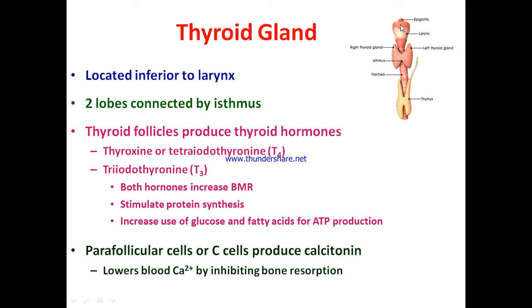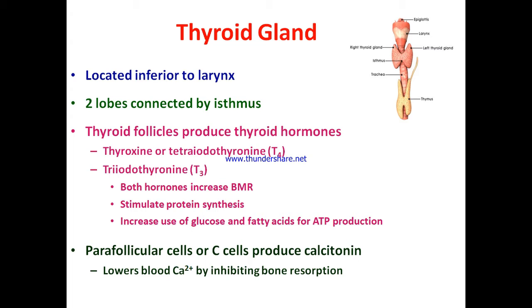Thyroid gland is located below the pharynx. It has two lobes and these two lobes are connected by isthmus. Thyroid follicles inside the thyroid gland produce thyroid hormones. The major thyroid hormones are T4 and T3. Thyroxine or tetraiodothyronine is also known as T4. Tetraiodothyronine has 4 iodine atoms in one molecule of the hormone. Triiodothyronine, T3, has 3 iodine atoms in one molecule.